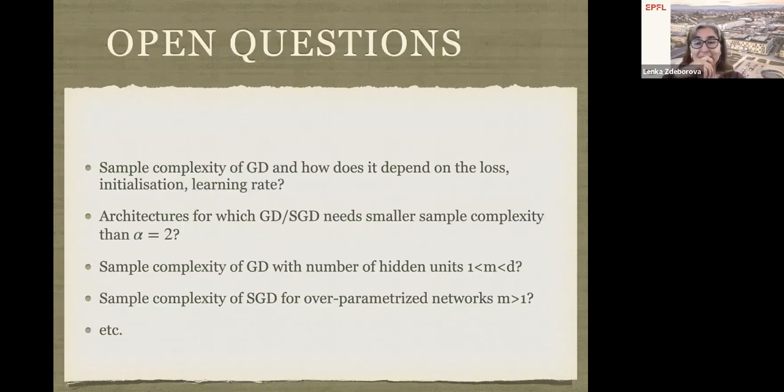And that brings me to say that, despite some results that we are happy about, there are still many things that we actually don't know how to do. There are some technical hurdles. For instance, the sample complexity of the gradient descent and how it depends on the loss, initialization and learning rate. That's about controlling the large time behavior of this stochastic scalar process. It would be nice if we got a closer hold on that.